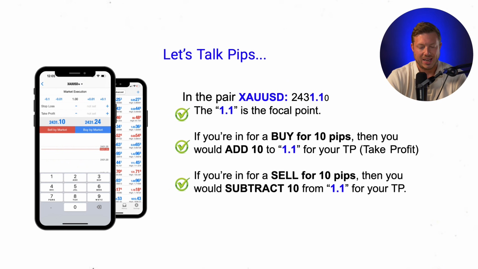So if we look at here on gold, the focal point is the 1.1. If you're in a buy for 10 pips, then you would add 10 to the 1.1 for your take profit, for example. If you're in a sell, you would subtract that off from the 1.1.